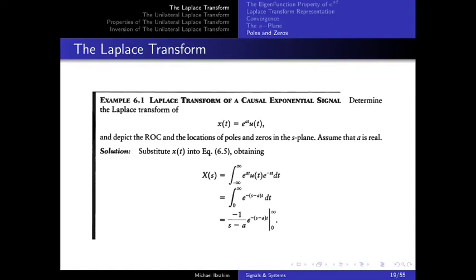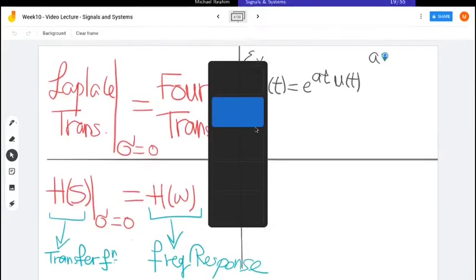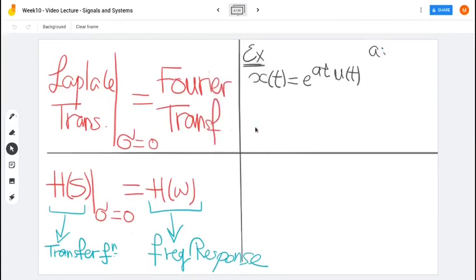So here what's meant is simply that if this signal becomes the impulse response of an LTI system, it will be a causal signal. So let's try to solve this example together. So now we have x of t, which is equal to e to the power a t times u of t, and a is assumed to be real valued. So let's move to our whiteboard over here, and a is assumed to be real.